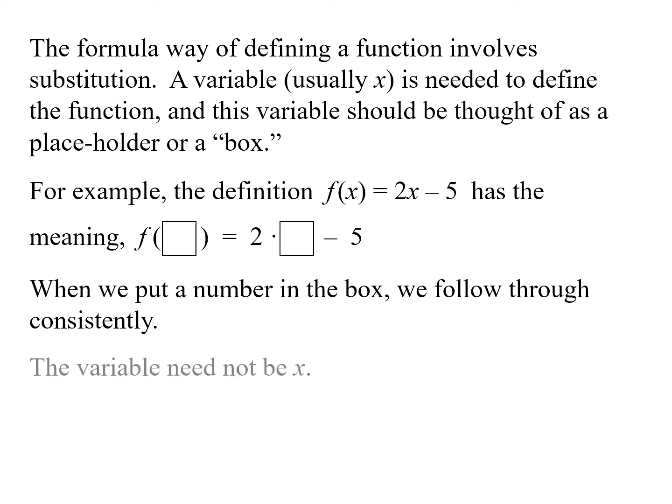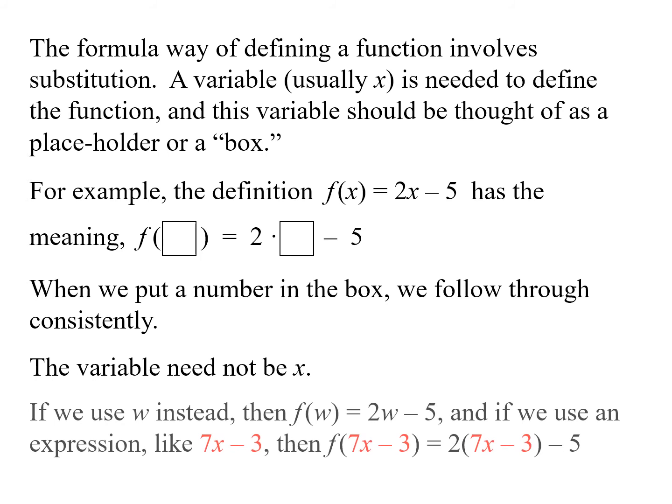The variable need not be x. If we use w instead, then f of w is 2 times w minus 5, and if we use an expression like 7x minus 3, then f of 7x minus 3 is twice 7x minus 3 minus 5, which simplifies to 14x minus 11.